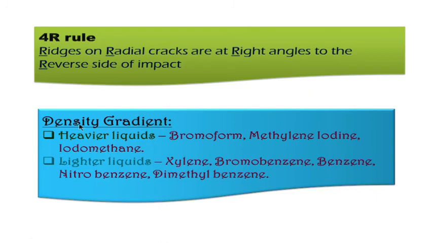Density gradient. This is one of the techniques used to differentiate glass, whether it is of higher density or lower density, and so on. They use heavier liquids called bromoform, methylene iodide, iodomethane, whereas lighter liquids are xylene, bromobenzene, benzene, nitrobenzene, dimethylbenzene. So why am I telling this? They may ask you in the exam, if bromoform is there, whether it is a heavier liquid or a lighter liquid, whether it has high density or low density.